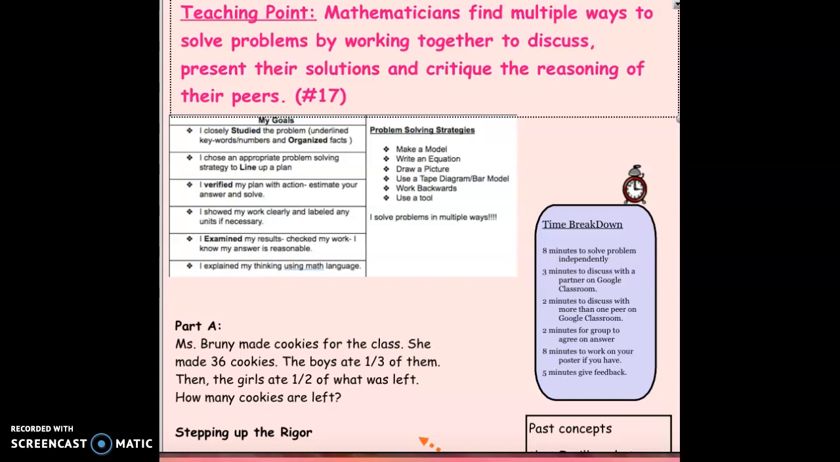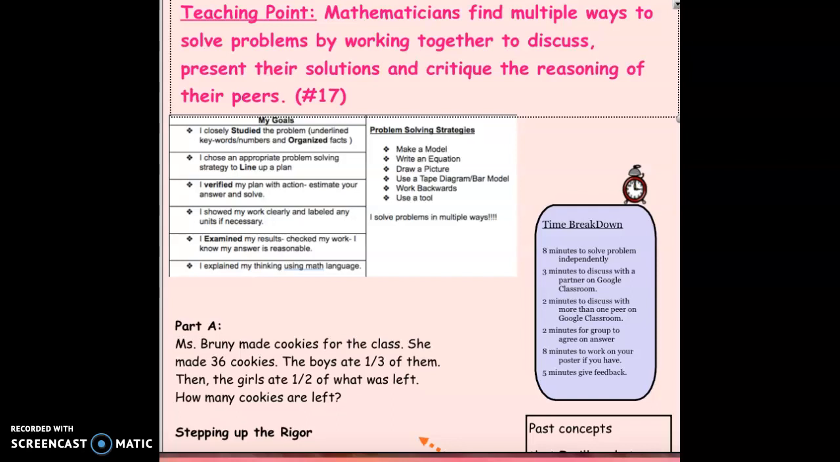Today we're going to be getting into some post method. Very exciting. All right, let's get right into it. The teaching point today is mathematicians find multiple ways to solve problems by working together to discuss, present their solutions, and critique the reasoning of their peers. We're going to be doing post method number 17 in the packet, so have that out so you can follow along.